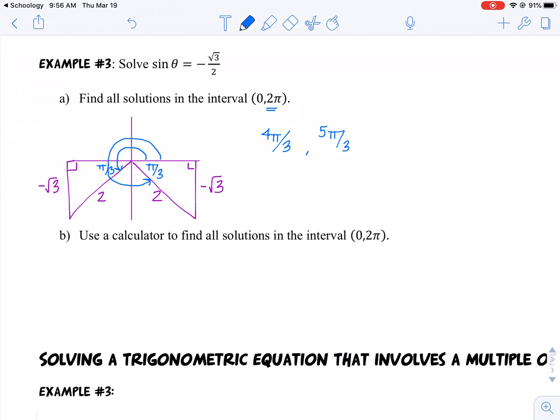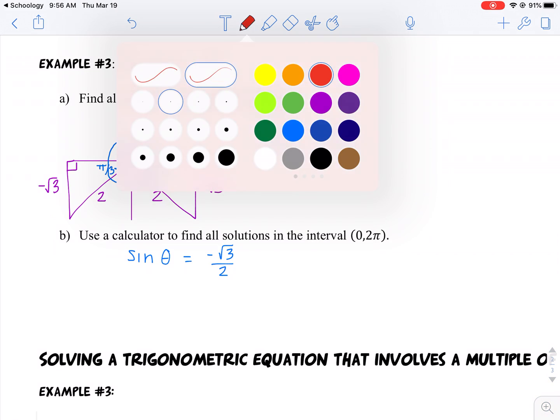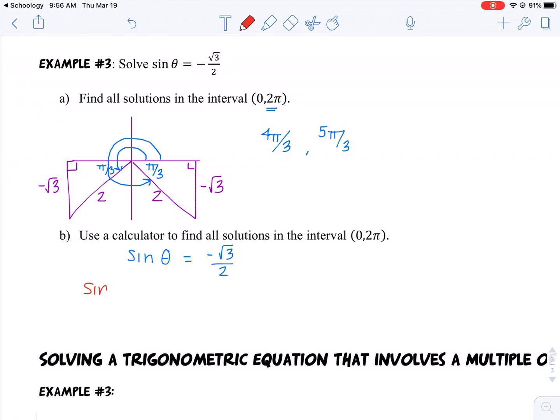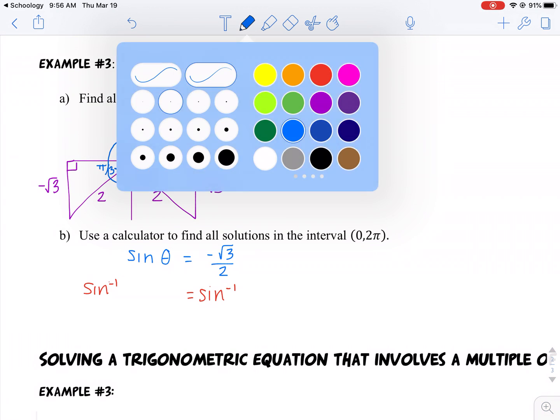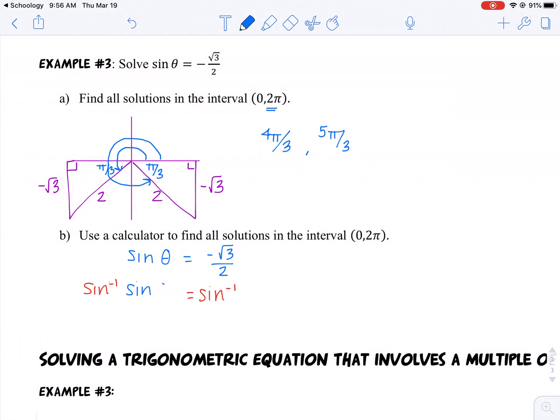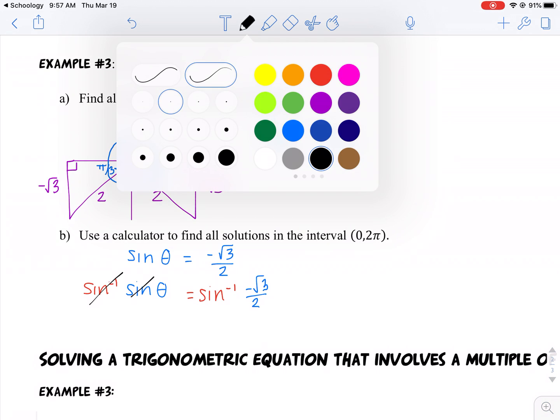Now let's use our calculator and see how we did. So I am doing sine of theta equals negative root 3 over 2. I want to undo sine. So again, I'm going to use my sine inverse key. If you use it on one side, you need to use it on the other. The reason why I do this is because I'm undoing my trig function there, because I want to get the angle by itself. So say adios, adios.